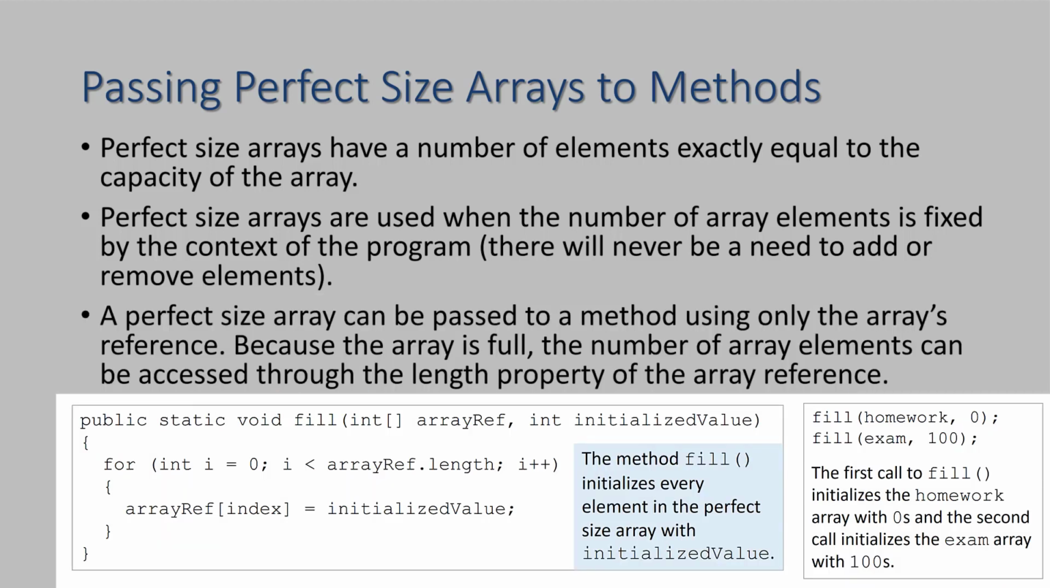In the sample code, the method call fill(homework, 0) initializes the entire homework array with zeros. There is no need to pass the size of the array because it is assumed that the homework array is full and will not need to add or remove elements. In the same way, the method call fill(exam, 100) initializes the entire exam array with 100s.